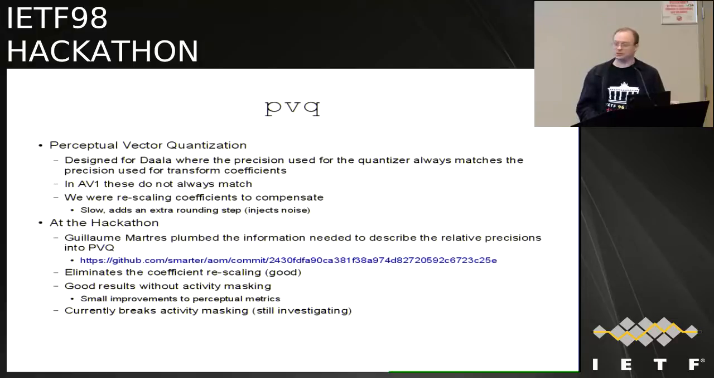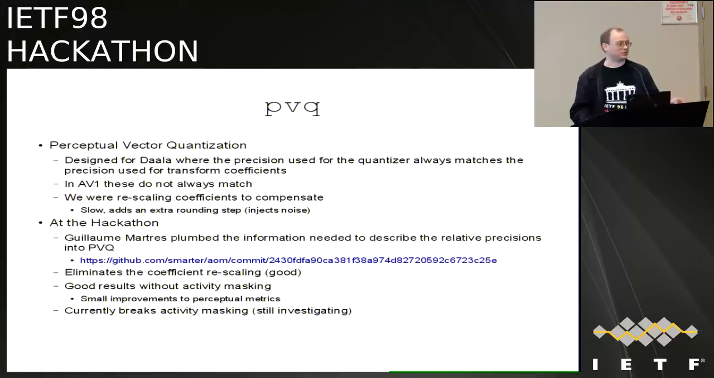We also worked on this tool called perceptual vector quantization, which is something that came from the Daala video codec, which was one of the inputs to NetVC. Back in Daala, we made the assumption that you have these things called quantizers and you have these things called transform coefficients, and we assumed they were all represented with the same precision because why would you ever do anything different? Of course, now we're doing something different.